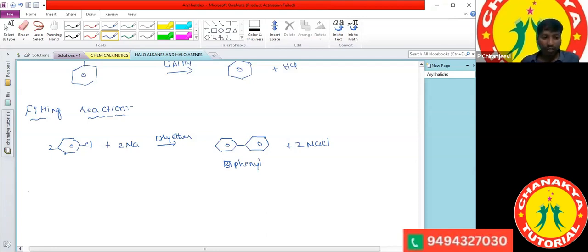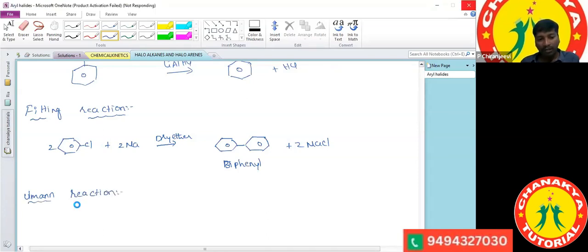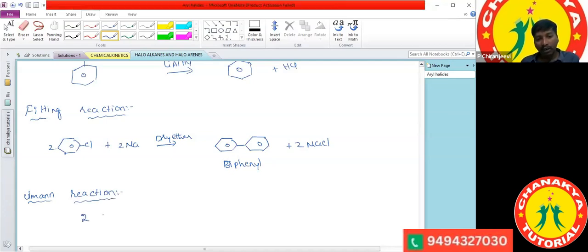And one more reaction is there. So we have the Ullmann reaction. What is meant by the Ullmann reaction? Again, 2 moles of the aryl halide, that means 2 moles of chlorobenzene, reacts with zinc metal in presence of dry ether, and it forms biphenyl.